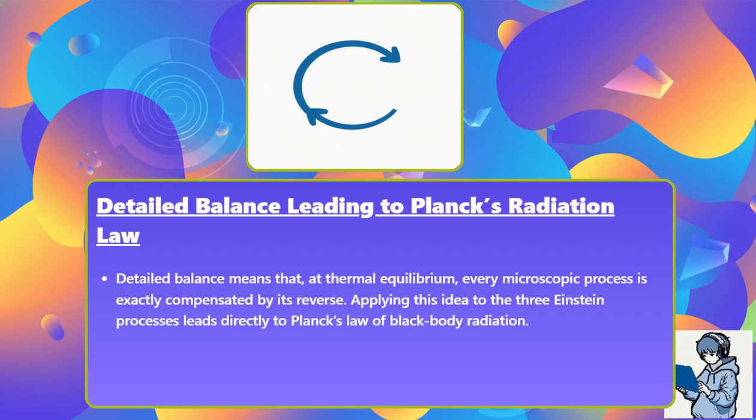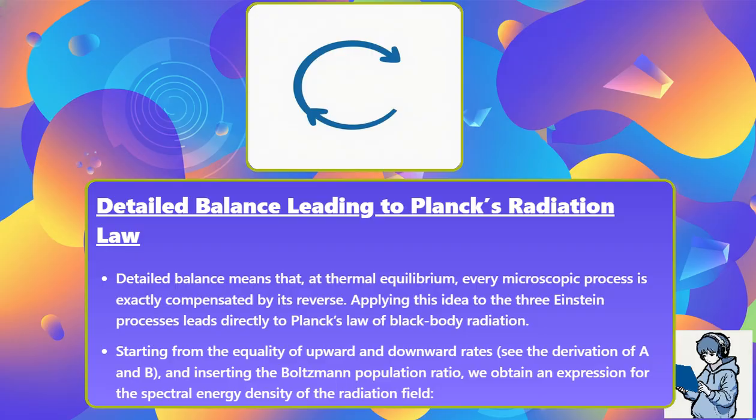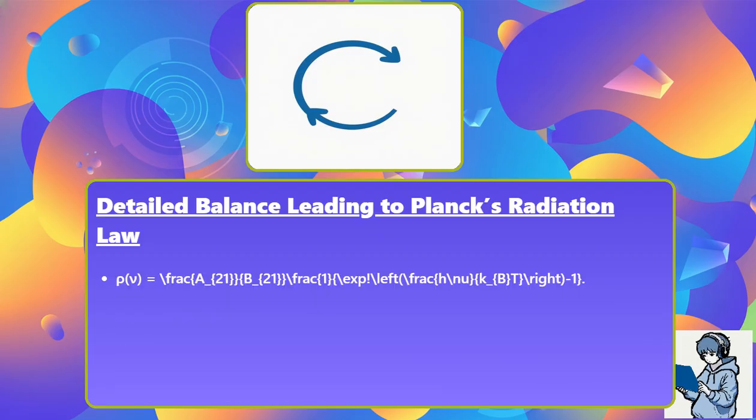Applying this idea to the three Einstein processes leads directly to Planck's law of blackbody radiation. Starting from the equality of upward and downward rates (see the derivation of A and B), and inserting the Boltzmann population ratio, we obtain an expression for the spectral energy density of the radiation field. Rho of nu equals A21 over B21 times 1 over (exponential of (h nu divided by k_B T) minus 1).